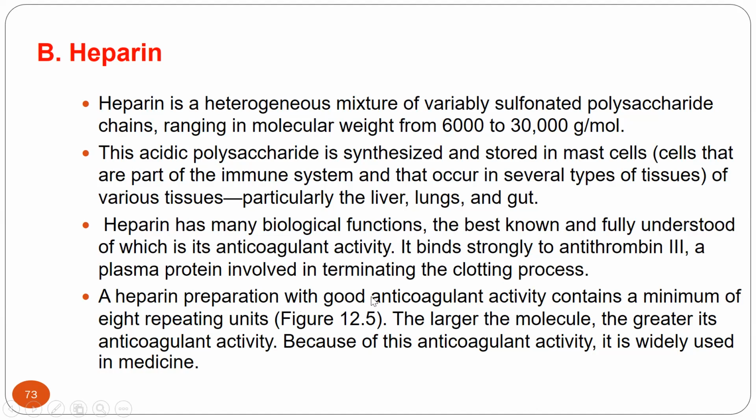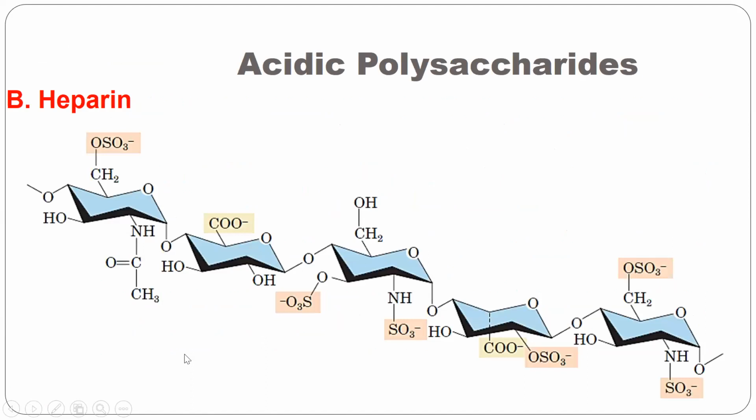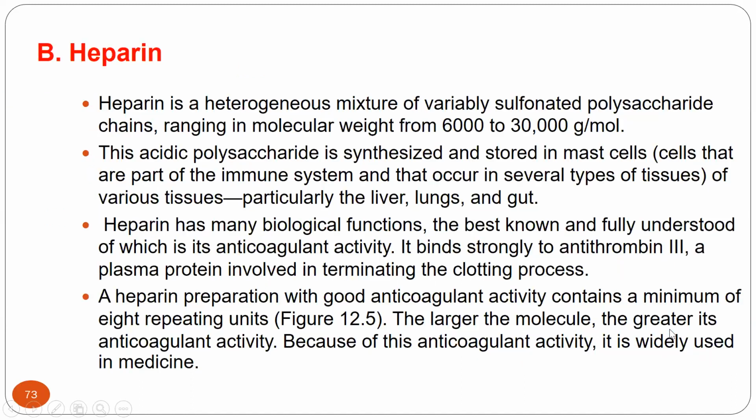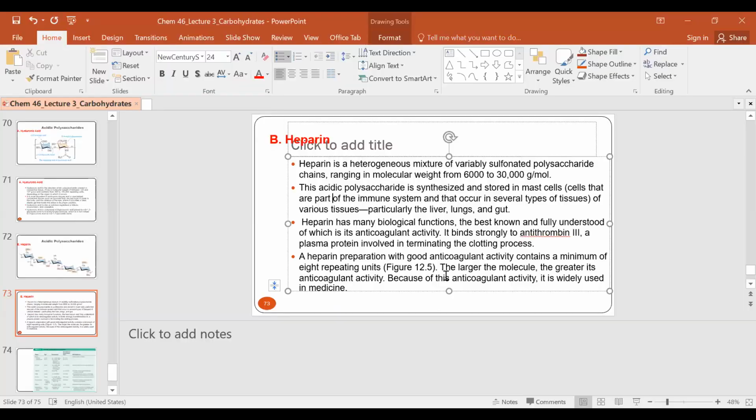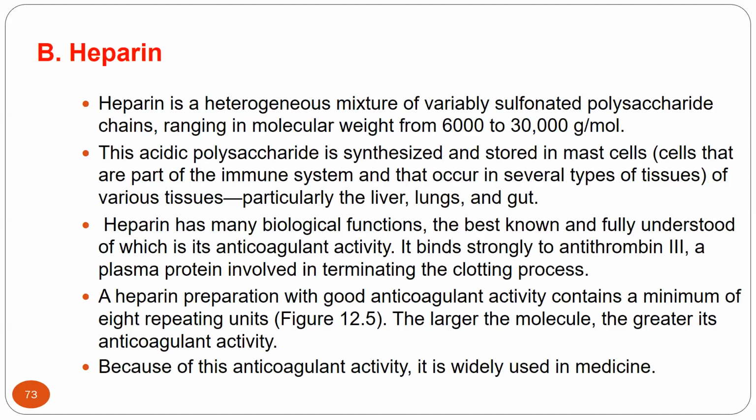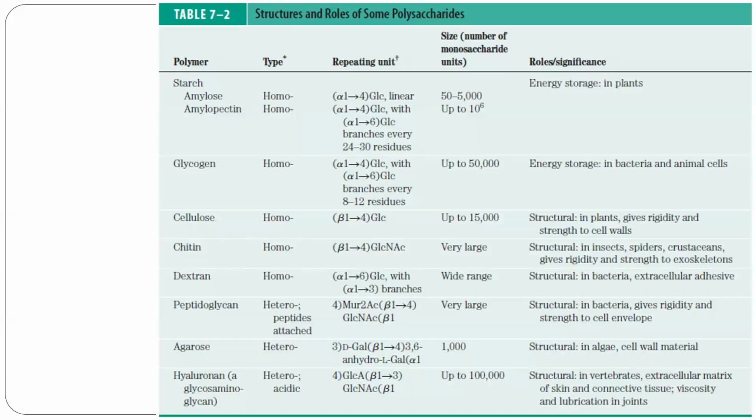Okay, so a heparin preparation with good anticoagulant activity contains a minimum of 8 repeating units. It can easily have 1, 2, 3, 4, 5, but usually they have 8 repeating units. And the larger the molecule, the greater its anticoagulant activity. So because of its anticoagulant activity, it is widely used in medicine. And I have mentioned that one of those uses is in dressings for wounds. So let's summarize our polysaccharides that we have discussed so far.